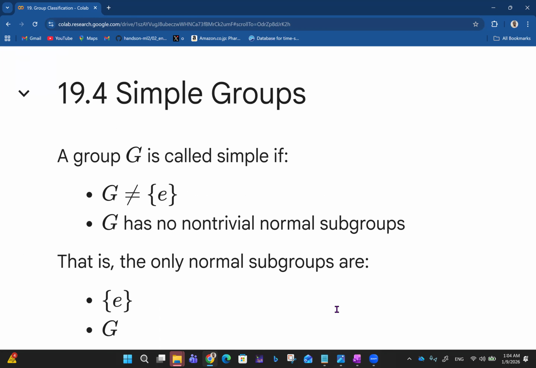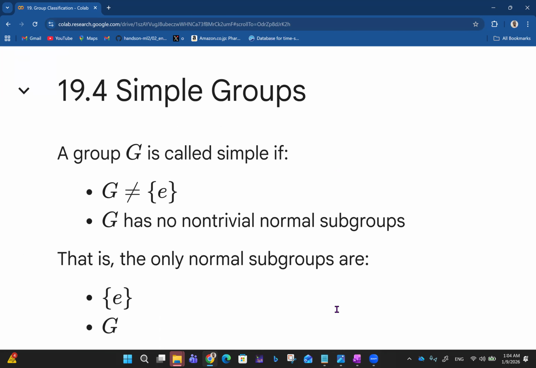So let's go ahead and talk about simple groups. We've seen groups of order pq, and we've seen groups of order p squared. Now we're talking about simple groups. A group G is called simple if G is not equal to the identity element, and G has no non-trivial normal subgroups. That is, the only normal subgroups are the identity element and G itself. That's when you have a simple group.